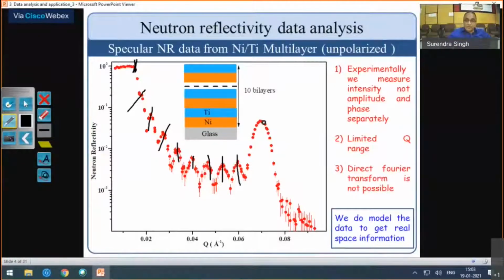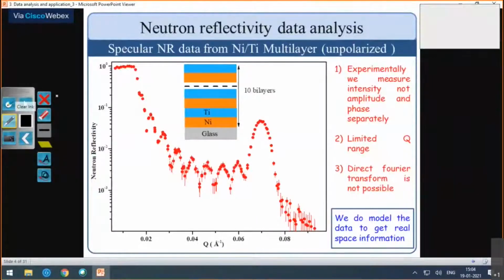And from this, what is the Q range? If you see the Bragg peak Q range, you will come to know the bilayer thickness. If you do 2 pi by this, it will give you the bilayer thickness, and the delta Q between two Kiessig oscillations will give you the total thickness. So without analyzing the neutron data, if you have a perfect binary multilayer, it will be the combined effect of both of them.